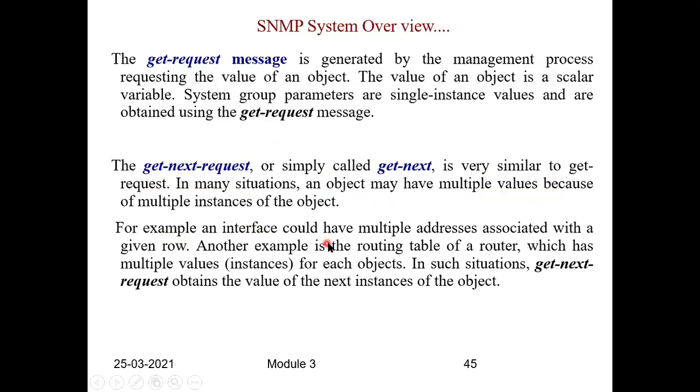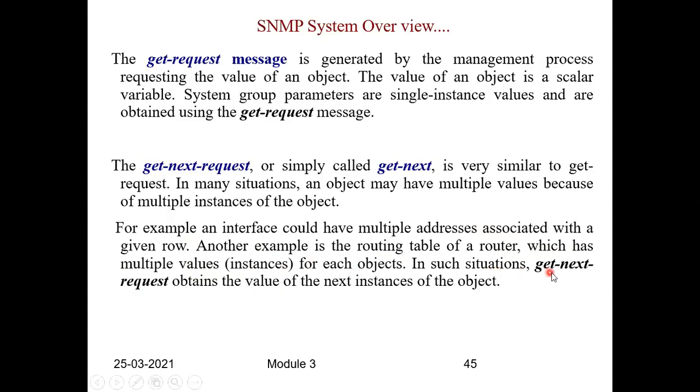Suppose an interface has multiple addresses associated with a given row. Another example is the routing table of a router which has multiple values at every instant of a particular object. Router value, it keeps on updating at every instant. So abhi maine data bhej diya, zaruri nahi ki the same data is there throughout. Okay, so instantaneously or at every different point of time the value changes.